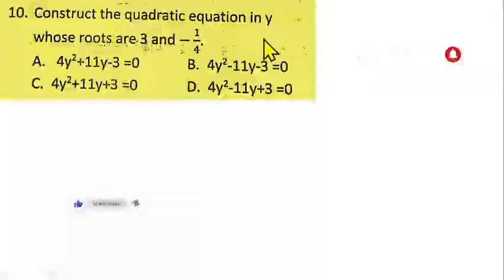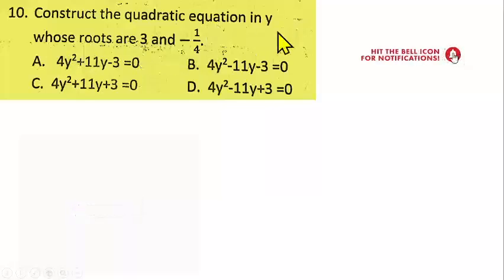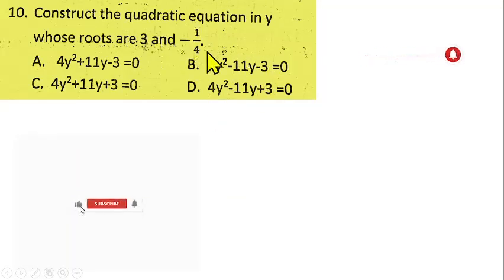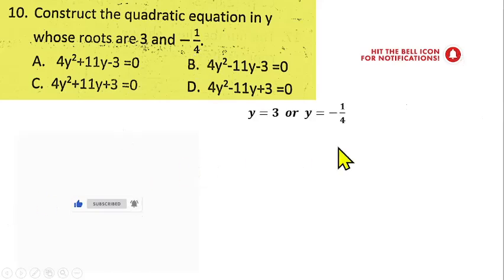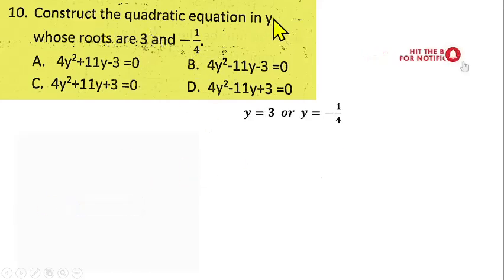Question number 10, we have to construct a quadratic equation in y whose roots are 3 and minus 1 over 4. The question is from quadratic equation, given the roots of a quadratic equation to find the quadratic equation. Of course, you have been given the variable y to use. So that means here you'll have y equal to 3 and y equal to minus 1 over 4.